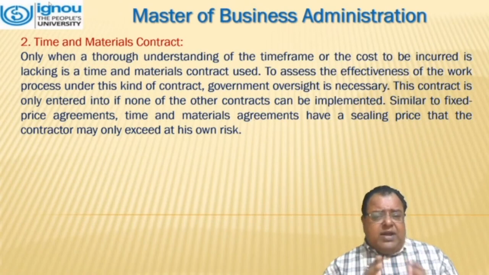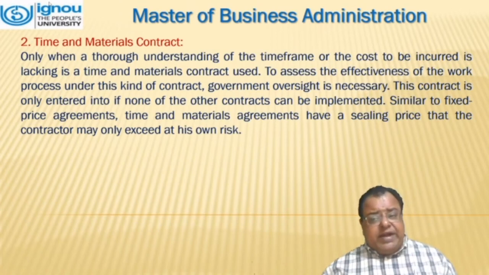Only when a thorough understanding of the time frame or the cost to be incurred is lacking is a time and material contract used. To assess the effectiveness of the work process under this kind of contract, government oversight is necessary. This contract is only entered into if none of the other contracts can be implemented. Similarly to fixed price agreements, time and materials agreements have a ceiling price that the contractor may not exceed at its own risk.